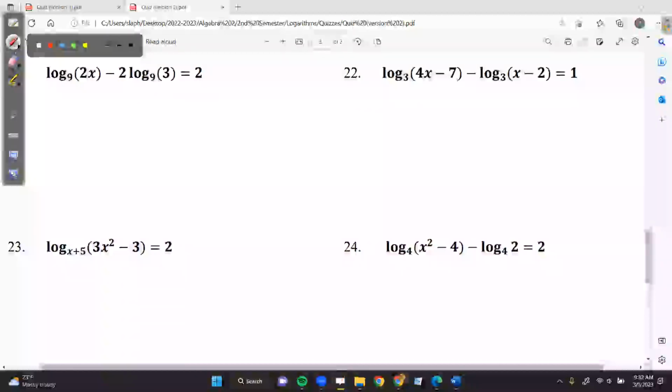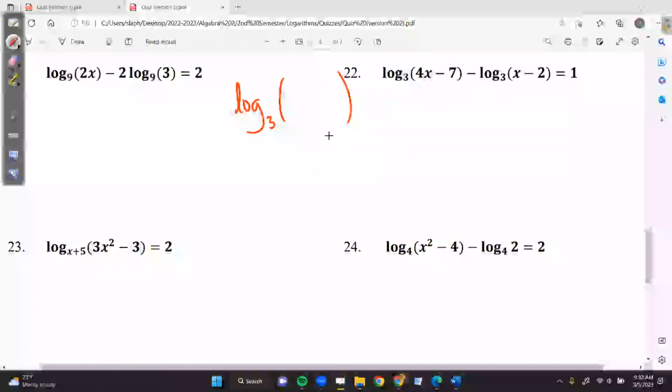On question 22, what are we thinking? What do we want to do? Can we condense? Yes, we can, because there's no blockers. So like, ha, they're scared of me now, no blockers. So when I condense this, I condense it into a singular log with a base of 3. And my argument is not going to be times, it's going to be like the last one, division. So I'm going to take the first argument, 4x minus 7, and I'm going to divide it by the second argument, x minus 2, and I'm going to set it equal to 1, because that's what the problem says.